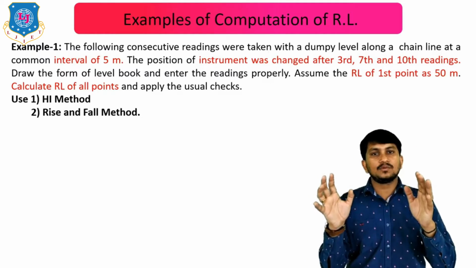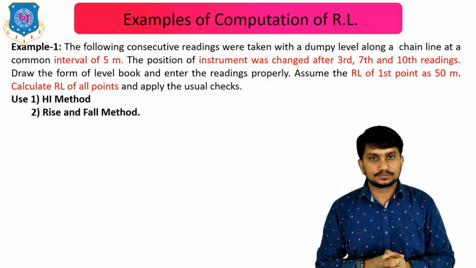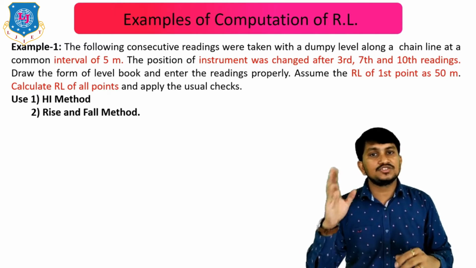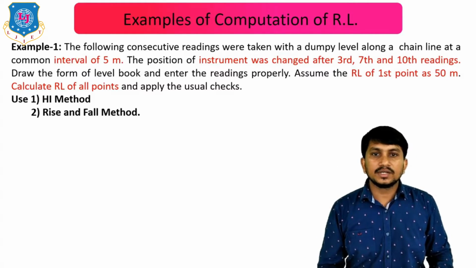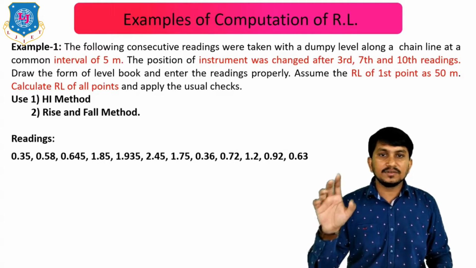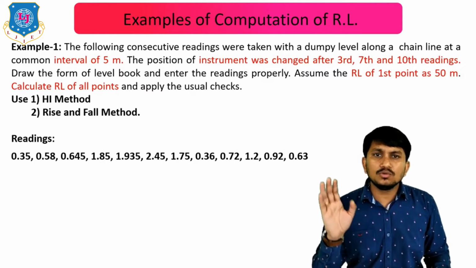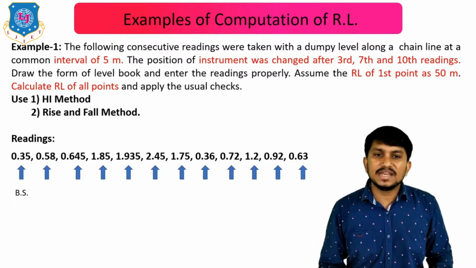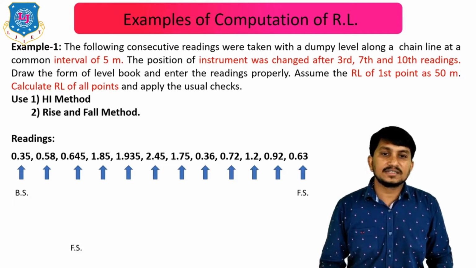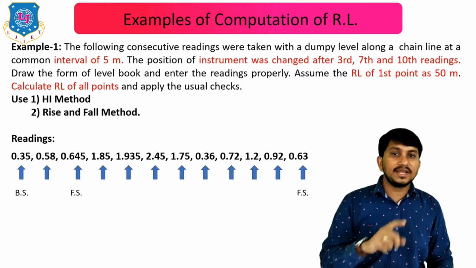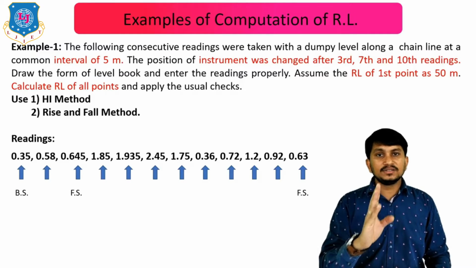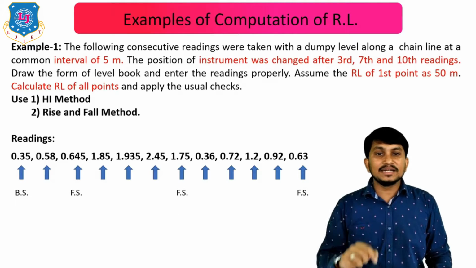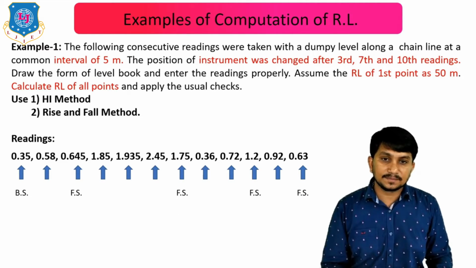So by understanding this example, we can easily understand how to calculate RL of points using the HI method as well as the rise and fall method. These are the readings given in the example. First of all, we have to give names to each reading. The first reading is taken as BS, and the last reading is always FS. After the 3rd, 7th and 10th readings, the instrument was shifted. So the 3rd, 7th and 10th readings are the last readings of these setups. So the 3rd reading is FS, the 7th reading is FS and the 10th reading is FS.